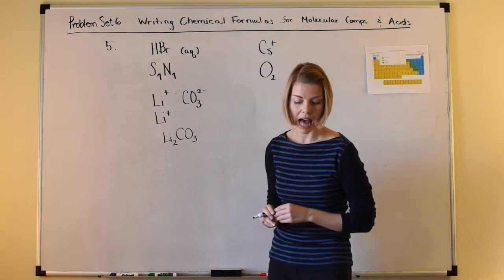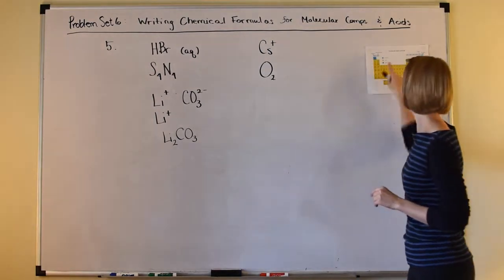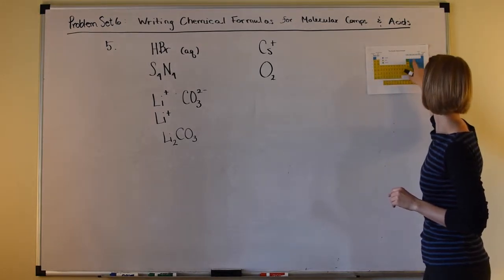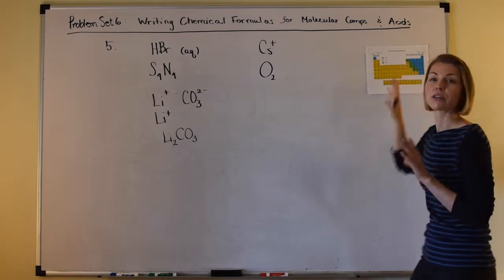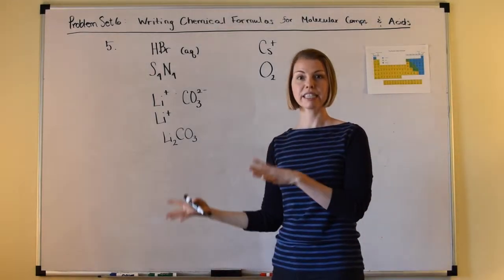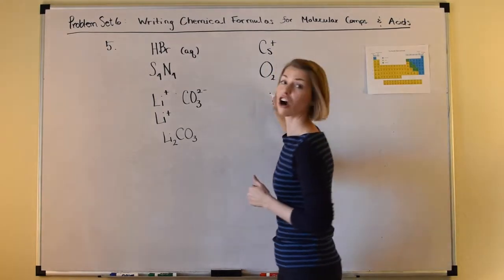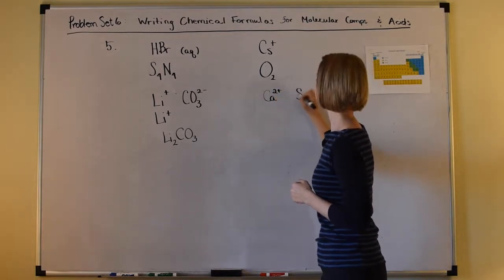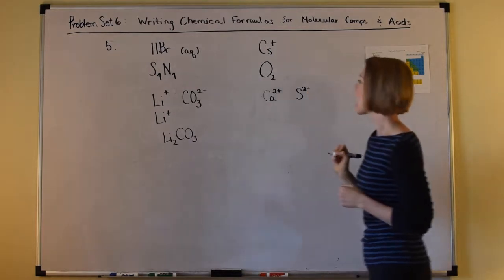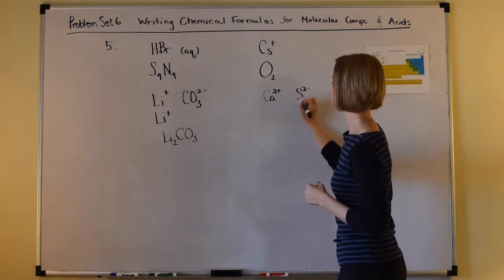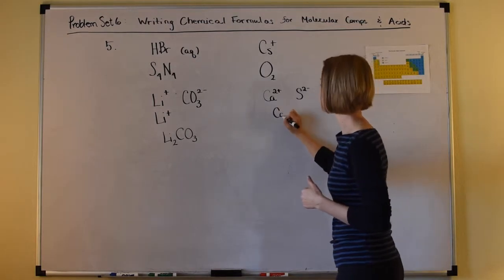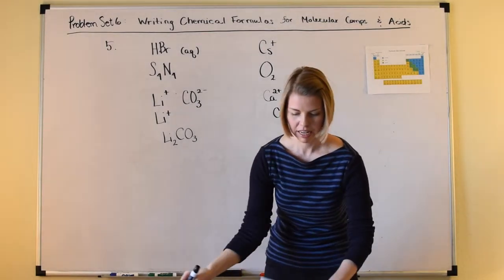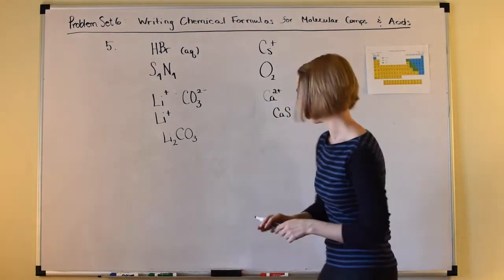All right, and last but not least, calcium sulfide. Okay, so calcium is a metal and sulfur is a nonmetal. So calcium cations combining with sulfide anions, that's an ionic compound. We've got to check our charges. Calcium is in group 2A, so it's going to be a 2+ charge. Sulfur is in group 6A, so it's going to gain 2 electrons and obtain a 2- charge. So 2 to 2, which will simplify down to 1 to 1. So there's calcium sulfide.